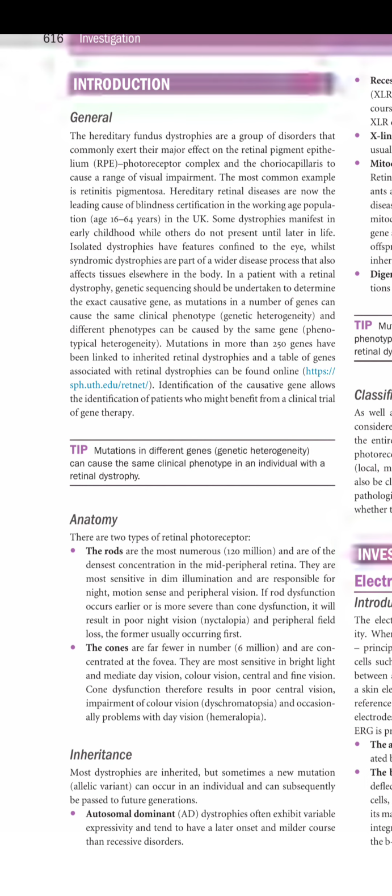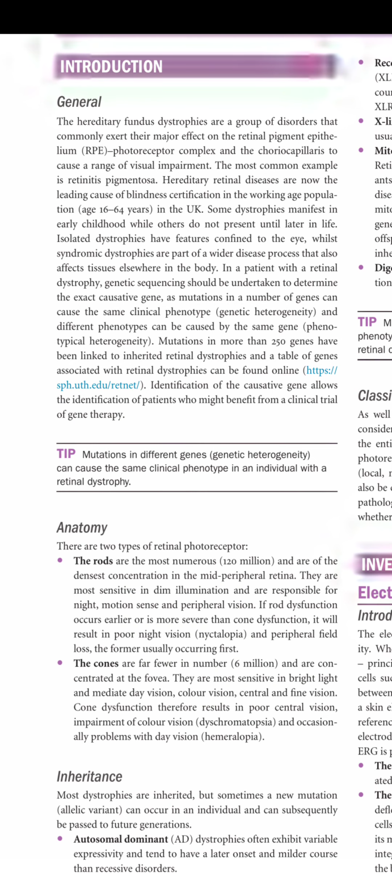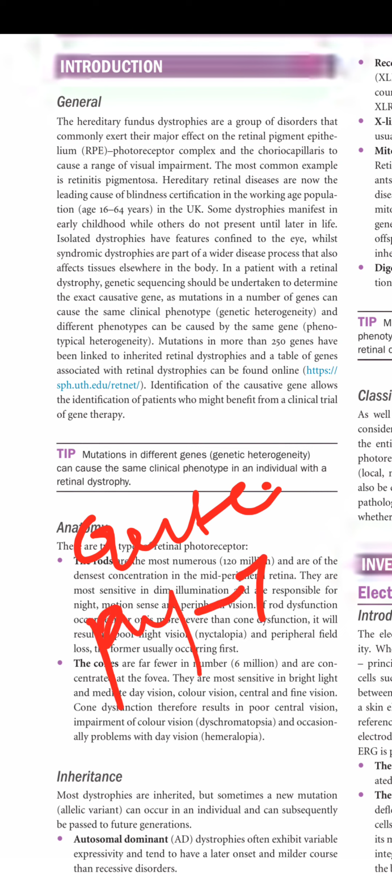In a patient with a retinal dystrophy, genetic sequencing should be undertaken to determine the exact causative gene, as mutation in a number of genes can cause the same clinical phenotype. So basically there is genetic heterogeneity and phenotypic heterogeneity. Sometimes there are different presentations of the same gene mutation, which is known as phenotypical heterogeneity, and sometimes different genes cause the same disease, which is known as genetic heterogeneity.